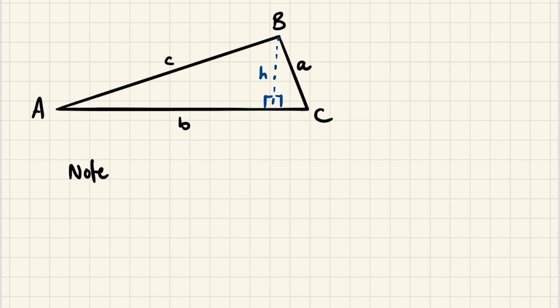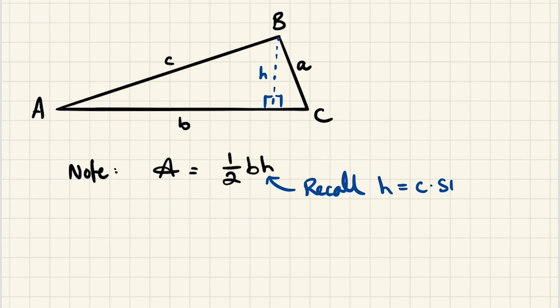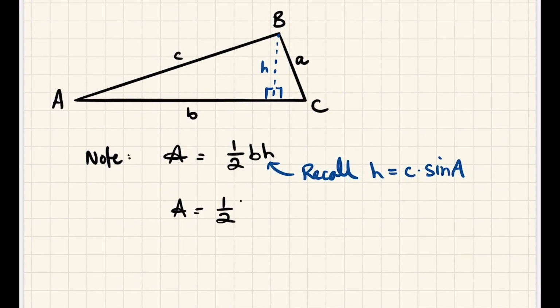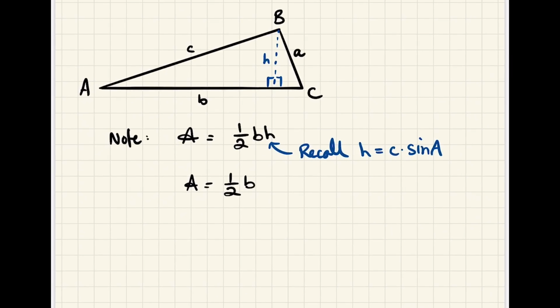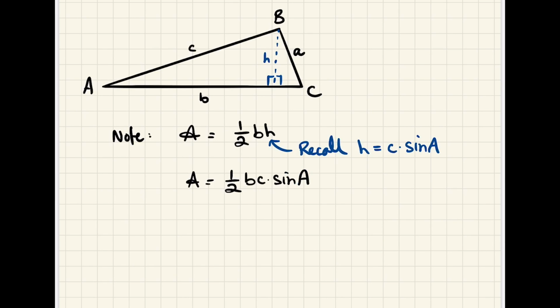So note that the area of this triangle would be 1/2 times the base times the height. However, recall that we learned that h is equal to c times sine of capital A. And therefore, the area is 1/2 b times h, which is c times sine of capital A. And that's one version of the law of sines for area.